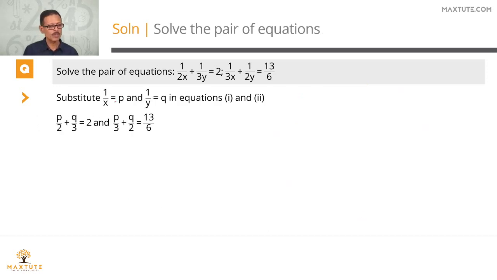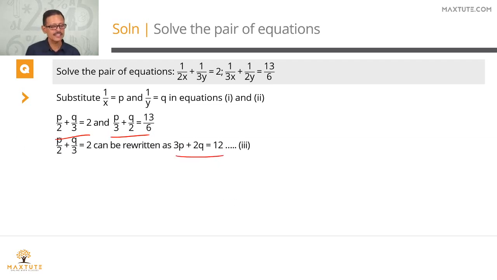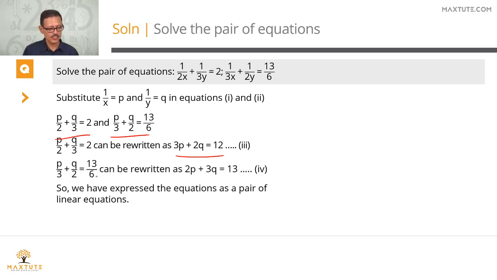We've taken p to be 1 by x, q to be 1 by y, substituted it here. So this is the first equation and this is the second equation. This equation gets rewritten as 3p plus 2q equals 12 by taking 6 as a common denominator. Same 6 as a common denominator will leave us with this as the equation. Now we expressed it as equations which we are used to looking at.